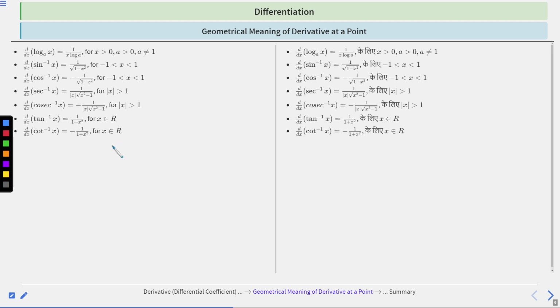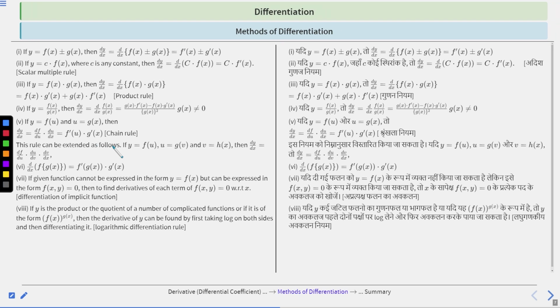Clear? So these are basically derivatives of some standard functions. Clear? You have to remember these things. Okay, so let's move to the next part: methods of differentiation. So let's see the methods of differentiation.